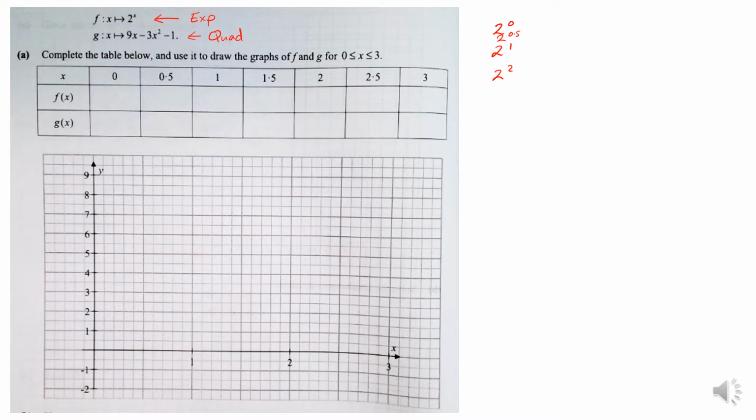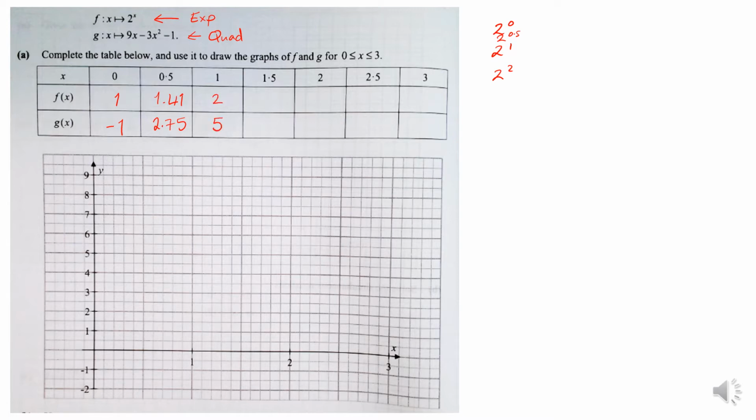Okay, so pause, do that on your calculator and then check did you get the same answer as I've done. Okay, so when x is 0, f of x is 1, g of x is minus 1. When x is 0.5, I get 1.41. Okay, I don't know how precise we need to be. We'll see later when we go to draw the graph. And 2.75. When x is 1, I get 2 and 5.